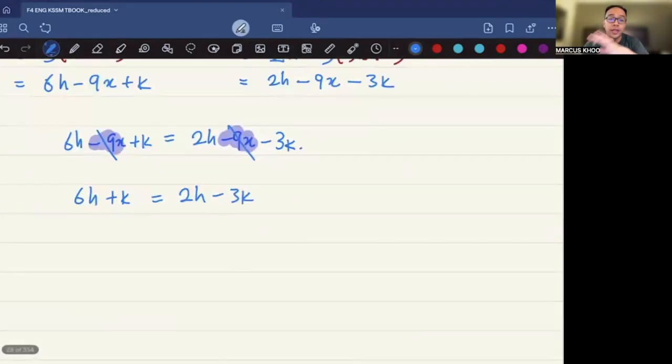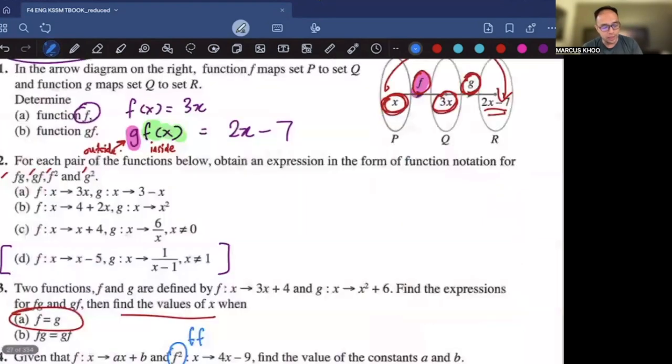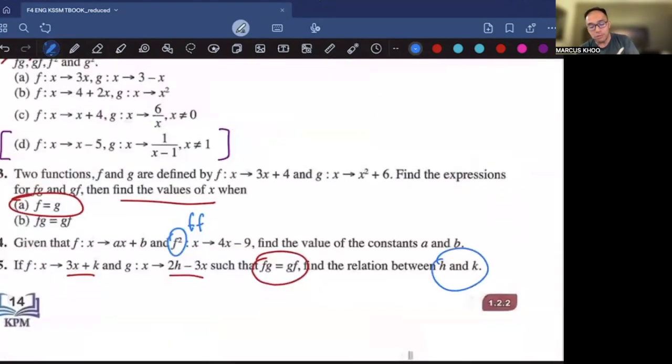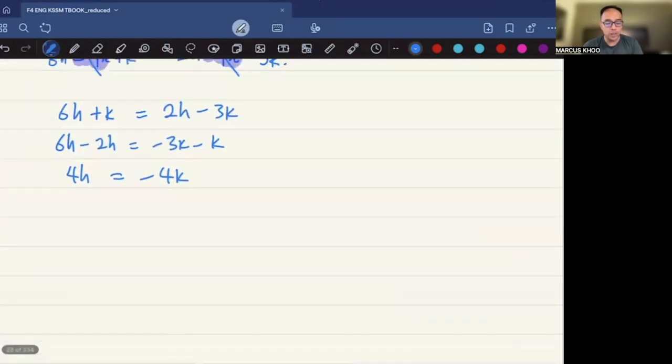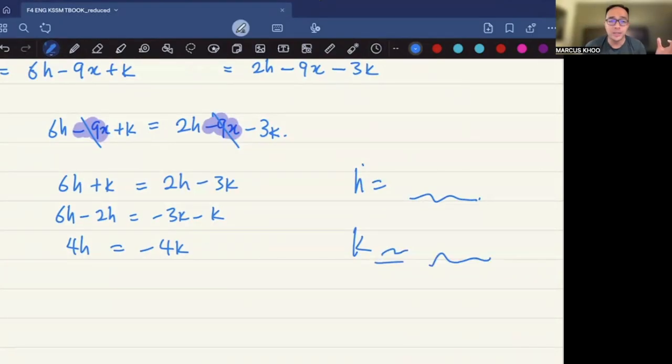Now let me group everything together. I put the h on the left and the k on the right. So 6h minus 2h equals negative 3k minus k, which gives 4h equals negative 4k. Let's go back to the question now. The question says, find the relation between h and k. If you want to say the relation between h and k, you can say either h equals something or k equals something. Either way doesn't matter.